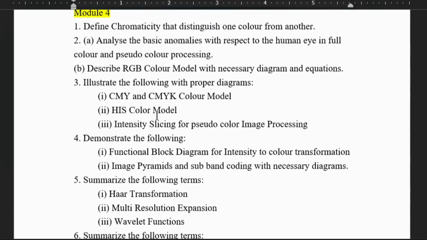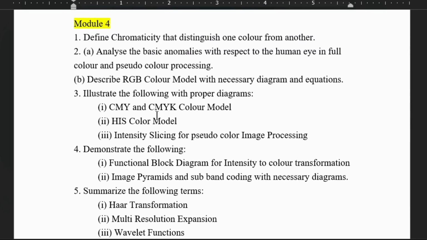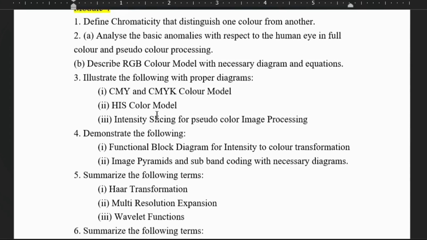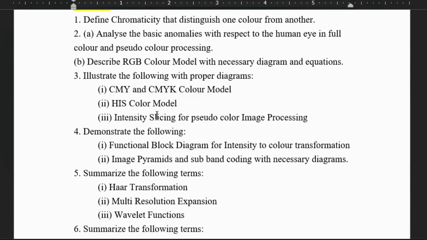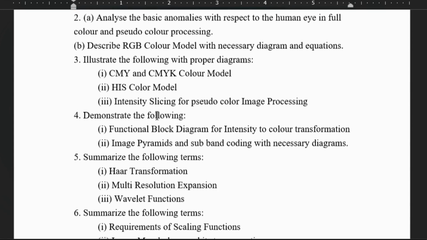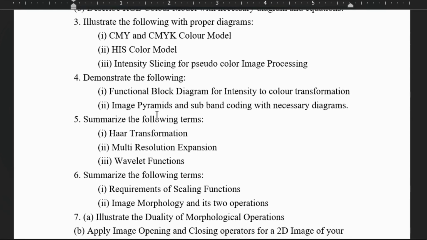Next, module 4 mainly deals with color and chromaticity. Define chromaticity, distinguish between them, and analyze how the human eye perceives different colors. Different types of models: RGB model, CMY model, HSI model and intensity model. Followed by that, you have a functional block diagram for image intensity to color transformation, already given in the notes, and subband coding is also explained.